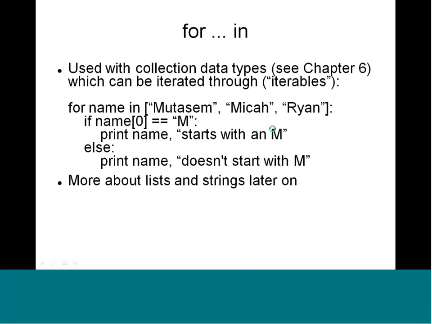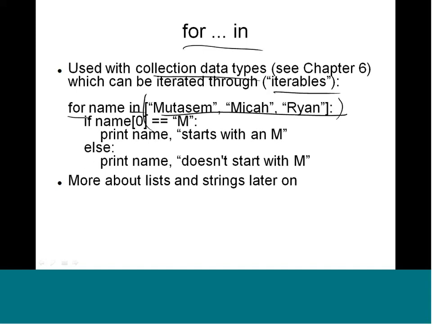In more detail, one thing is that we can use the for loop with collection data types. The collection data types are explained in the next chapter, and these can be iterated through as what are known as iterables. So for example, here the simple one is for name in this particular collection.